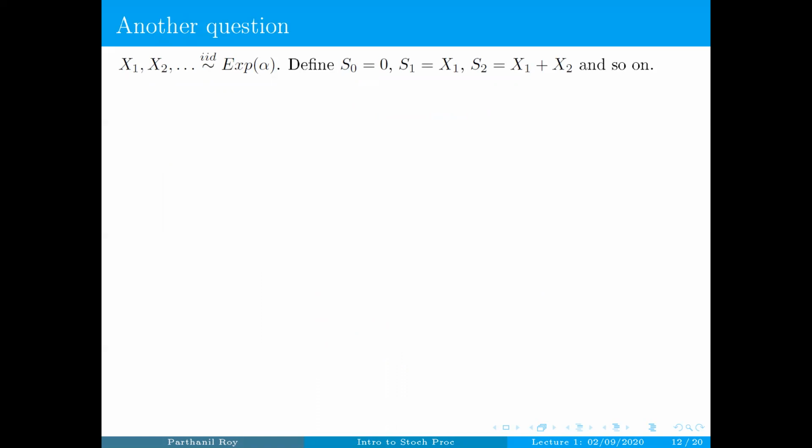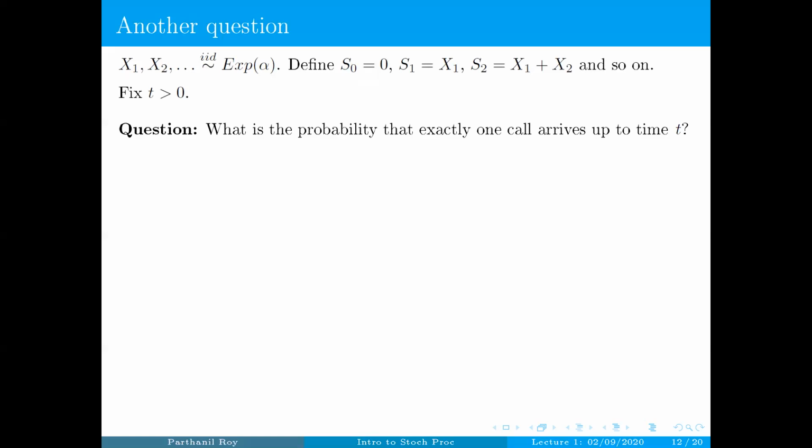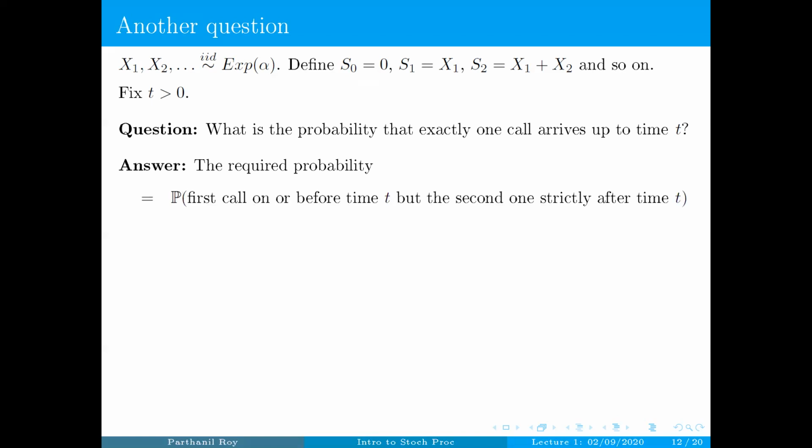Now we'll ask another question in the same setup. We fix t again and ask, what is the probability that exactly one phone call arrives up to time t? Whenever I say up to time t, I mean on or before time t. Time t is also included. It doesn't matter because all these random variables are continuous. You could say it arrives before time t as well, but for convention, it's good to fix whether we include t or not. Let's include t.